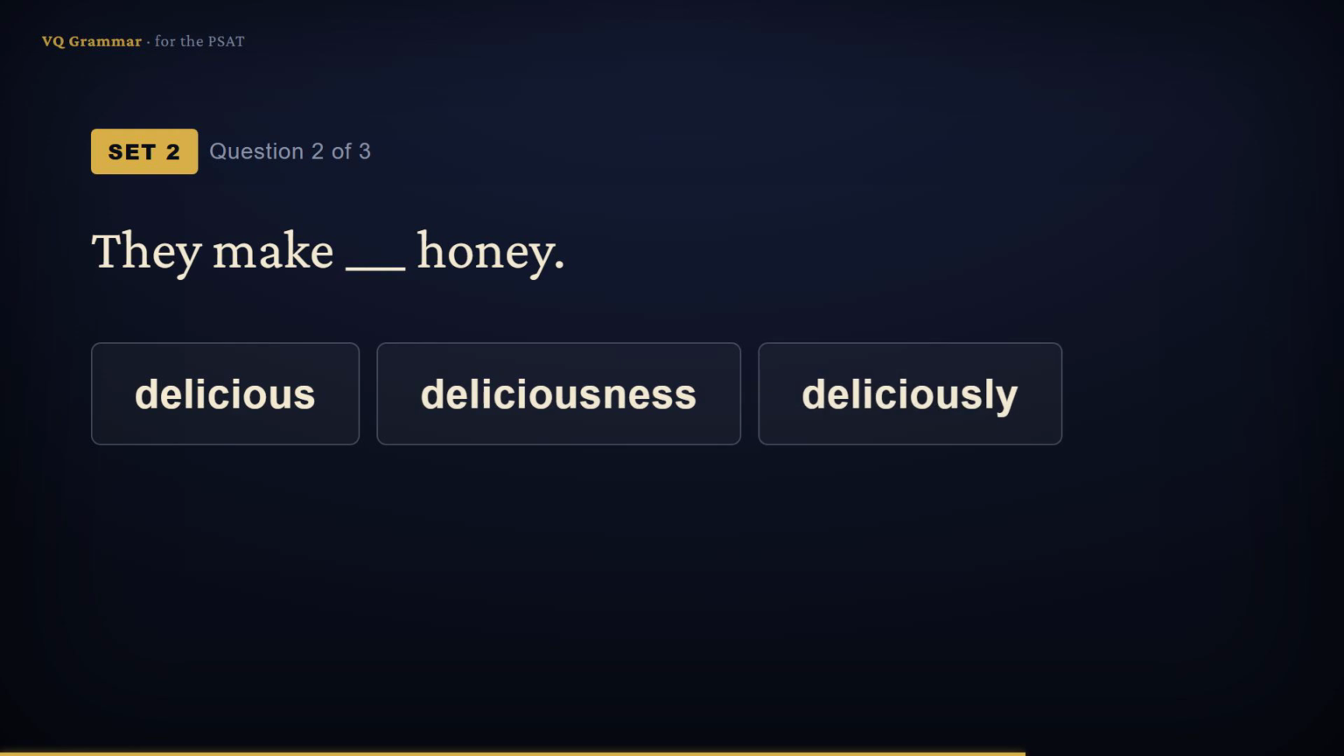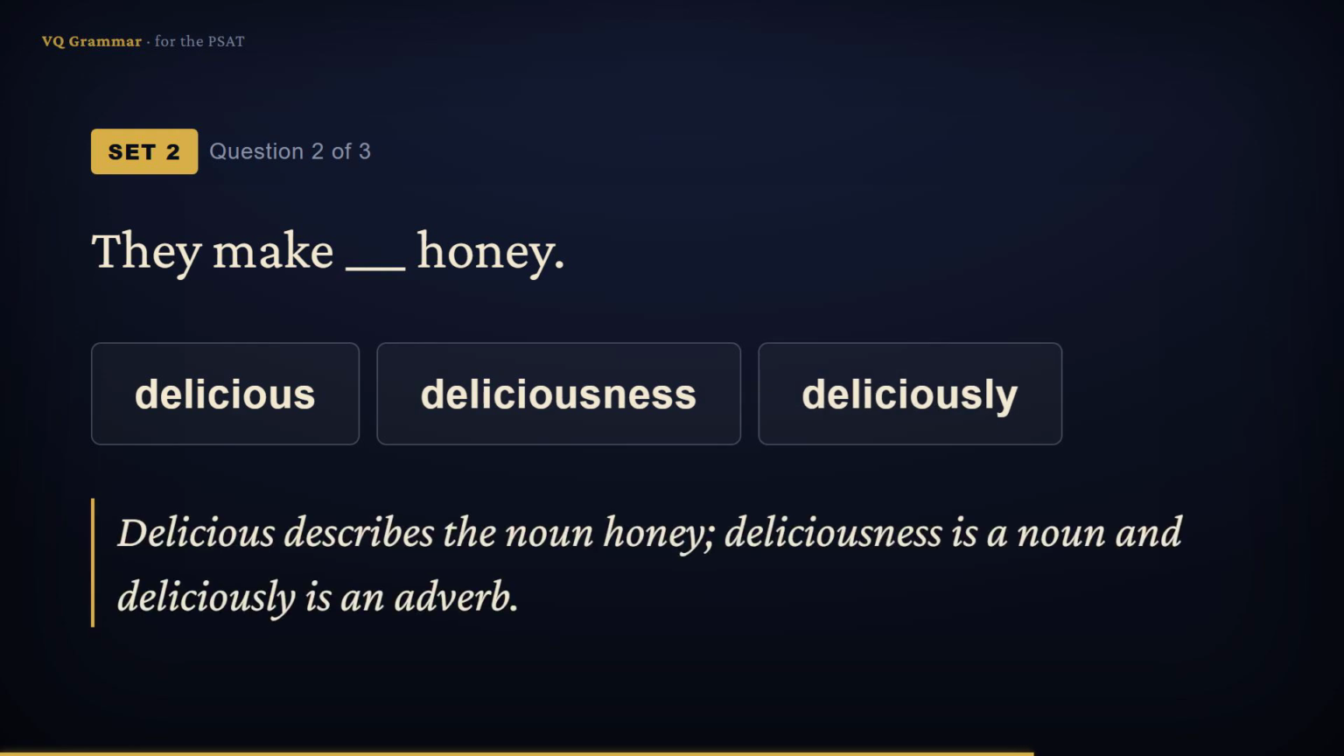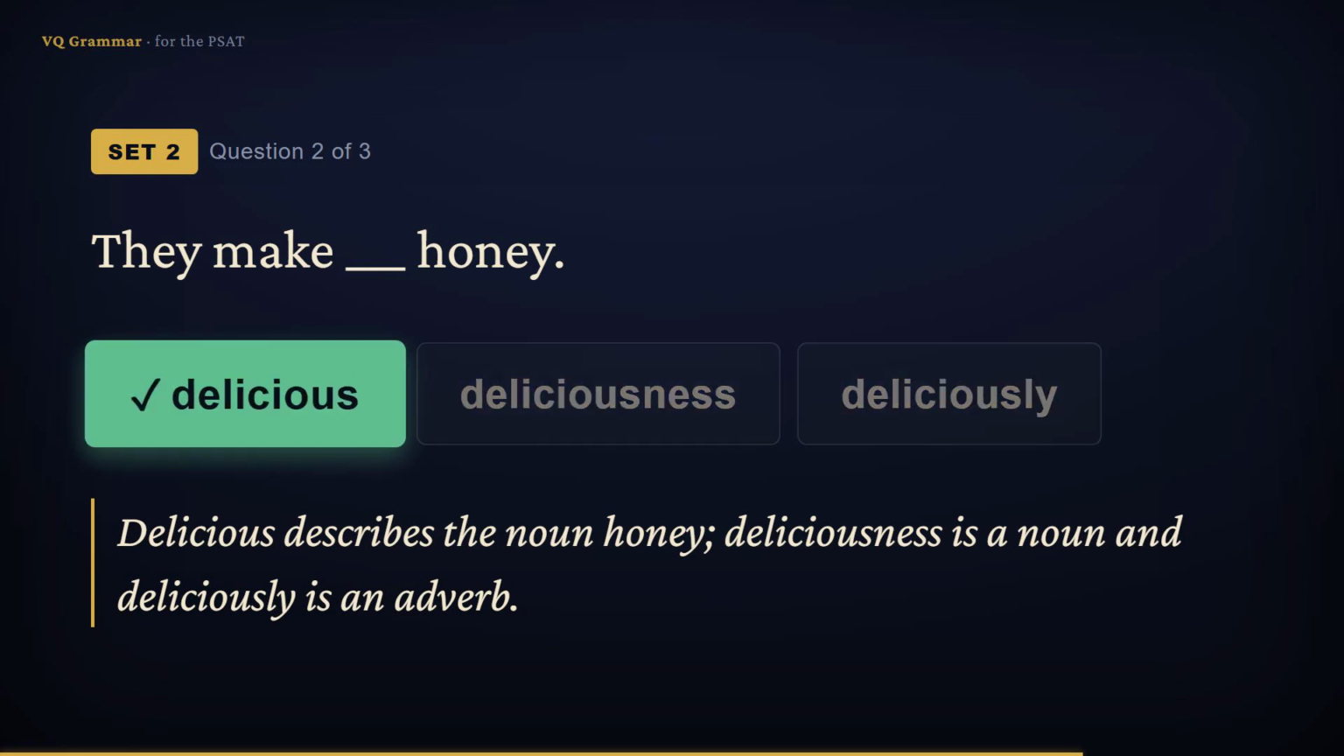They make blank honey. We want a word that describes the noun honey. Delicious does that. Deliciousness is a noun, naming a quality, and deliciously is an adverb, so the answer is delicious.